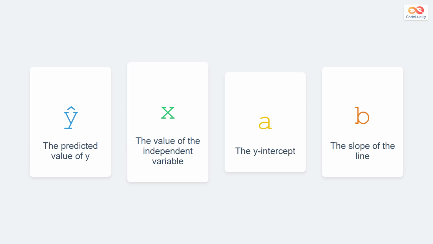Let's break down the equation. Y hat is the value we want to predict. X is our independent variable, the value we already know. A represents the y-intercept, and b represents the slope of the regression line.